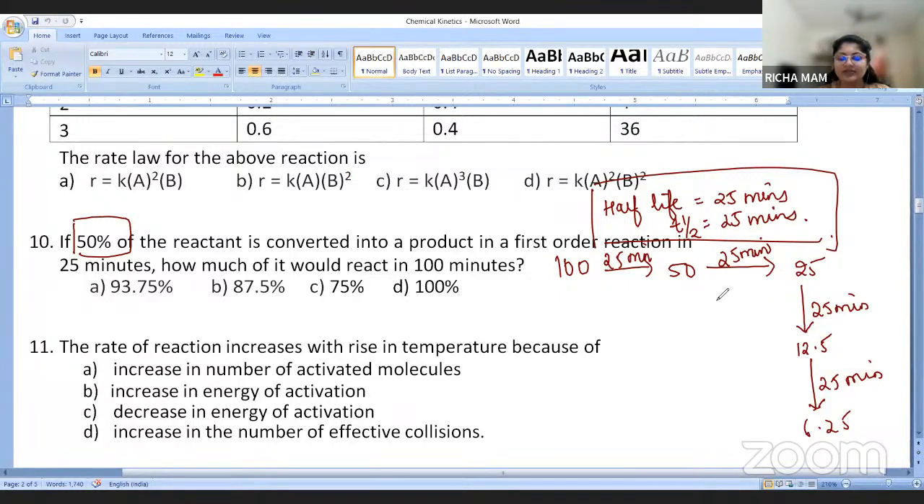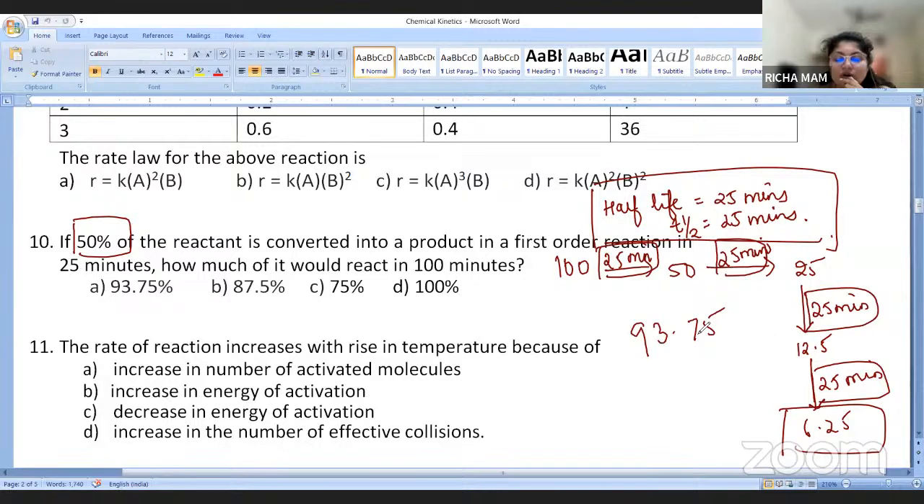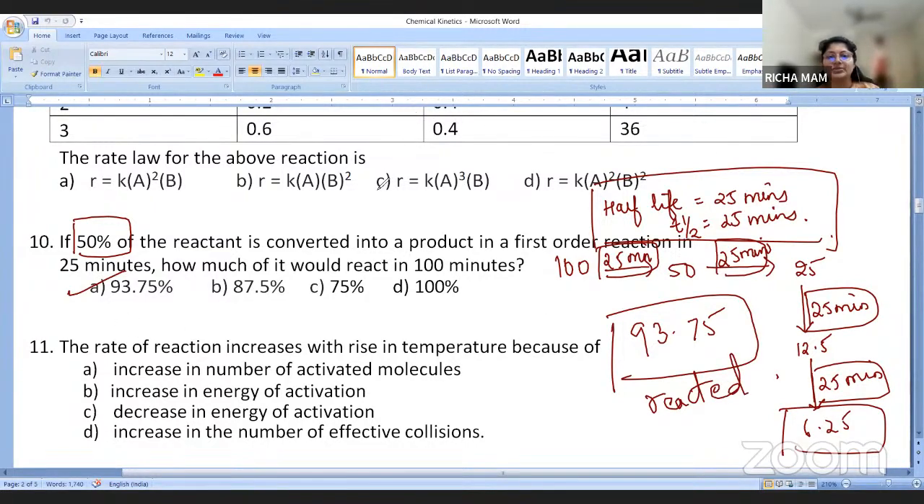So 6.25 remains. 100 minus 6.25 is 93.75. So 100 minutes, that is 25, 25, 25, 25. After 100 minutes, how much has reacted is 93.75. So 93.75% has reacted. So that is option number A.